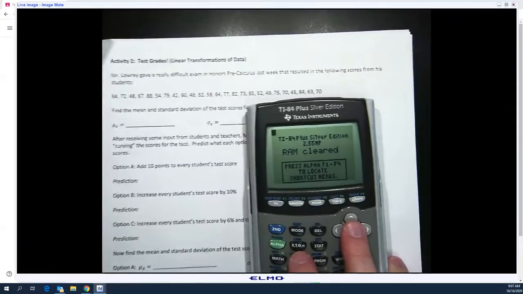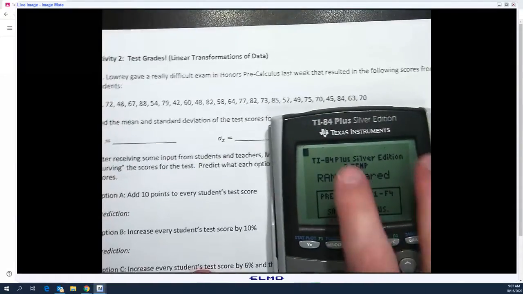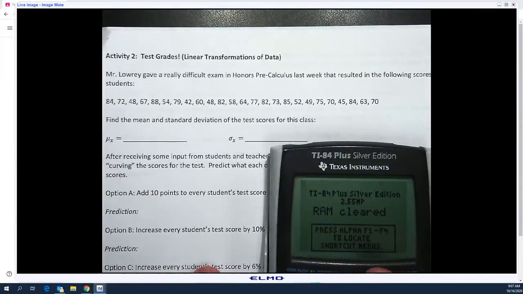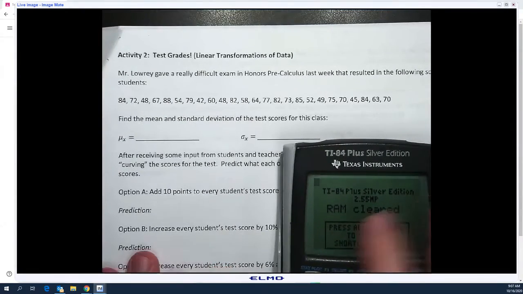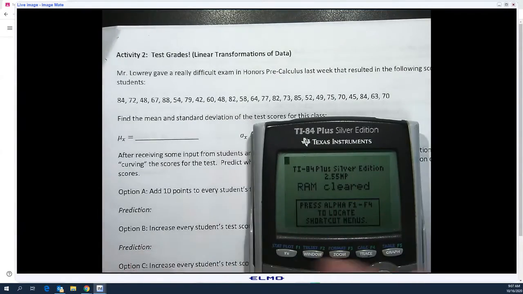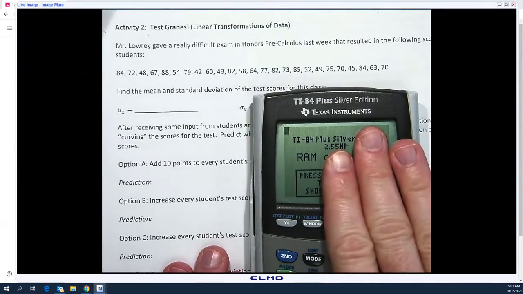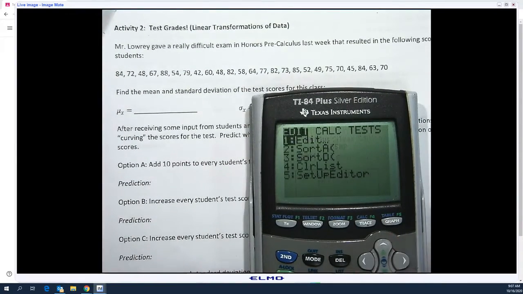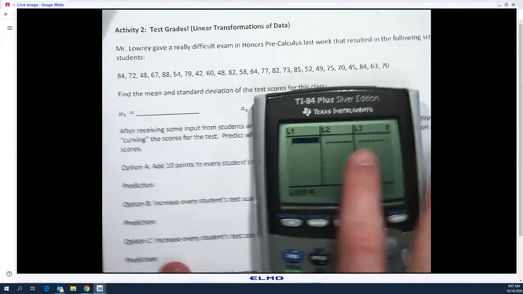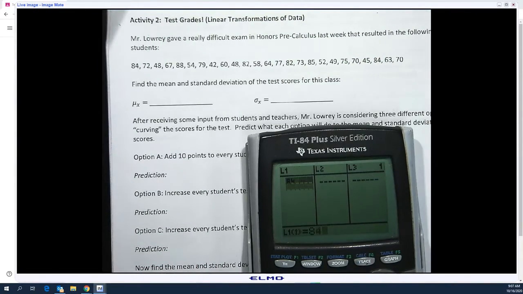Okay. So here we have Mr. Lowry's honors pre-cal exam. It was very difficult, he says. And so we want to find the mean and standard deviation for this. So I'll let you do it. I'll do it too. You want to get it in here so that when we start doing stuff to the data, you'll have it in front of you also. So type it all in.